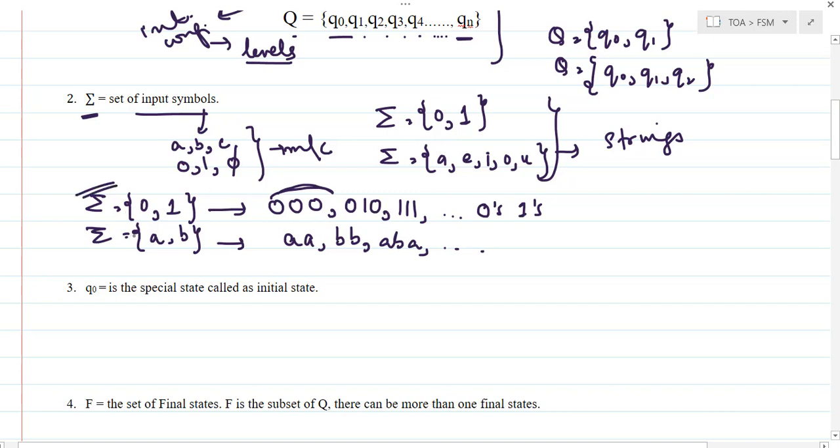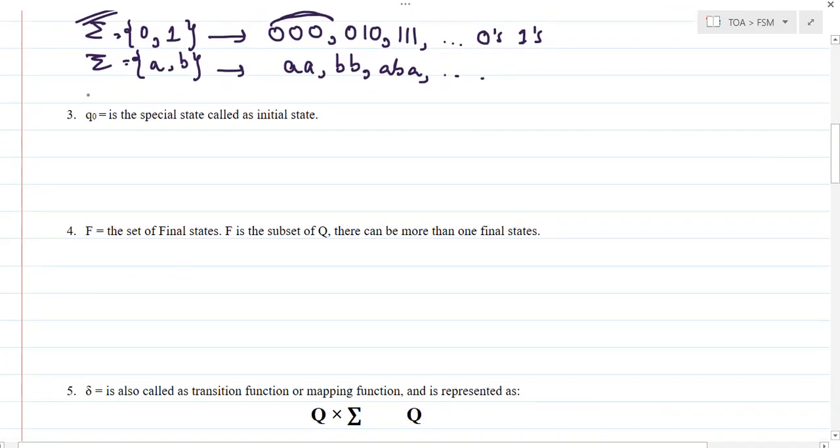Okay, now let's move on to the next tuple, that is Q0. Q0 is one of the states which belongs to Q that we already mentioned. Fine. It is one of the special states and is also called the initial state. All the processing of the strings that we feed to the machine starts from this initial state.